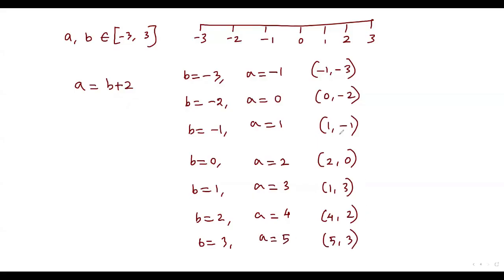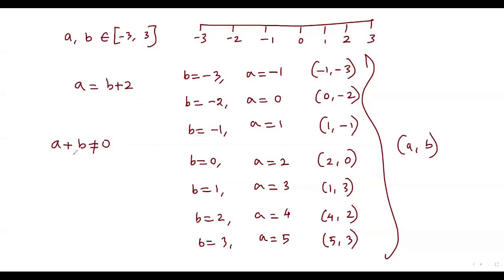Okay, now we have to check that all these ordered pairs for a comma b satisfy the conditions given in the question. That is, a plus b cannot be 0. So if there is any ordered pair where a and b add up to 0, we have to reject that one. And also in each ordered pair, the minimum value of a has to be -3, and the maximum value has to be +3. The same condition holds for b as well.